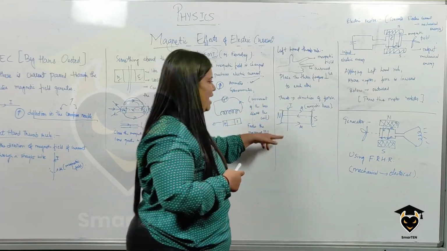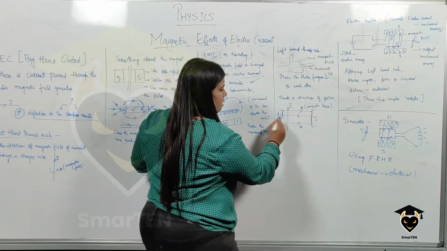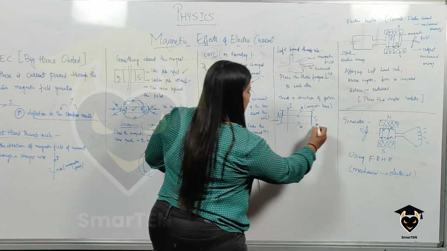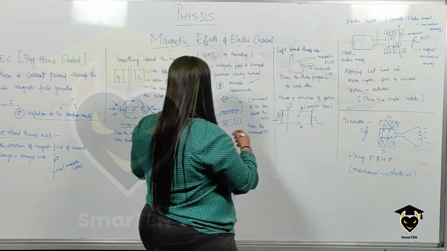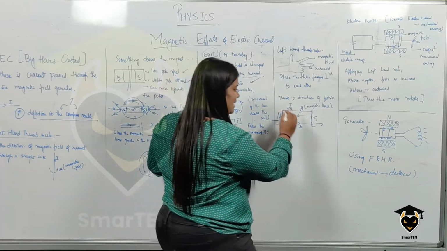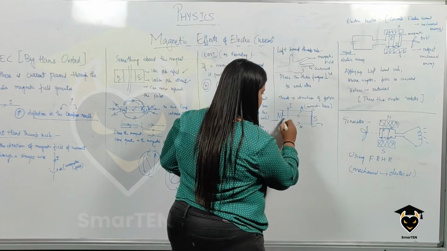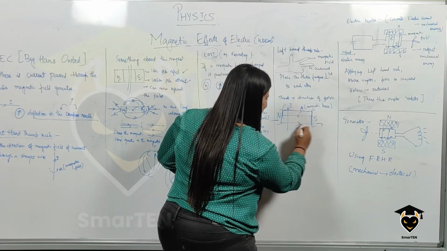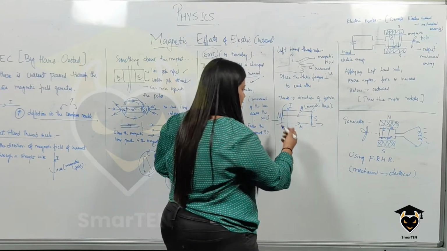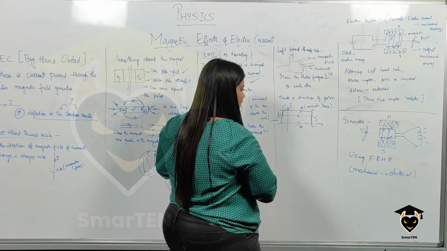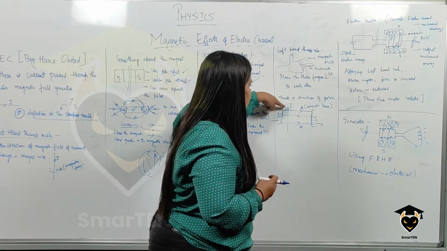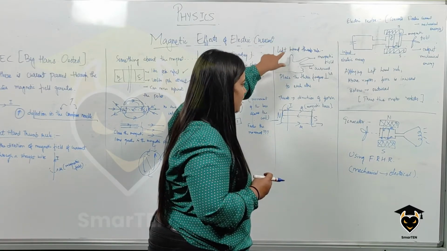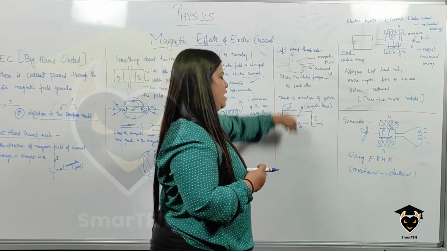Now, let us take an example. I have taken a magnet, this is the north side, this is the south side. As I told you, the movement of the magnetic lines inside the magnet is from south to north, and outside it is from north to south. So I have just put these lines which depict the direction of the magnetic lines. Now, I have to apply the left hand thumb rule in order to know the direction of the force.